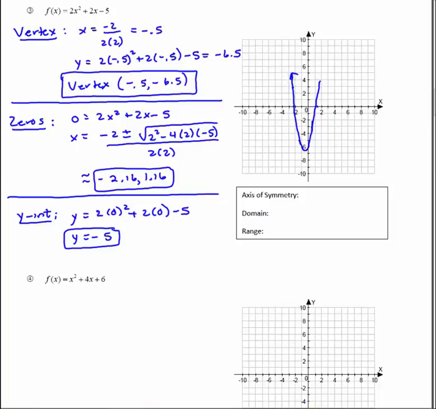And there's the idea. Again, you have a lot more control with a pencil on a piece of paper, but you can get the basic feel for what it looks like even on my computer screen here. All right, our axis of symmetry goes through the vertex, vertical line, at x equals negative 0.5. The domain is all real numbers. And this particular one on the range has a smallest y value at negative 6.5, and then the y's go up to positive infinity from there.